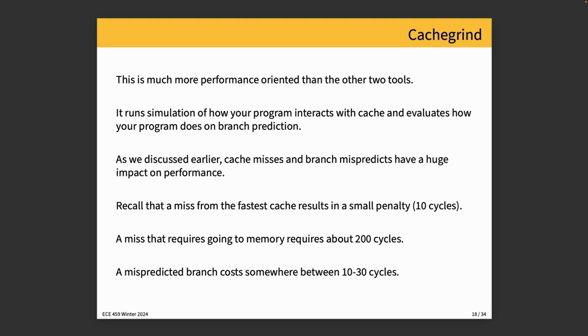Okay, but what does CacheGrind do? It does a simulation of how your program interacts with cache and evaluates how you do on branch prediction. We spent lots of time talking about branch prediction much earlier on in the course, and we've also covered caching in some detail, so neither of those really needs a lot of explanation. You will recall, though, that a miss from the fastest cache usually results in a small penalty of about 10 cycles. Going to memory requires about 200, and a mispredicted branch has variable cost, but we'll say somewhere between 10 and 30 cycles.